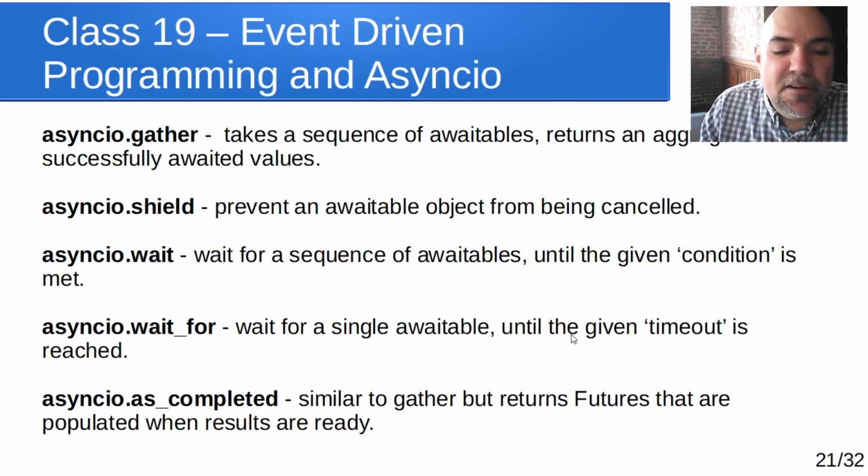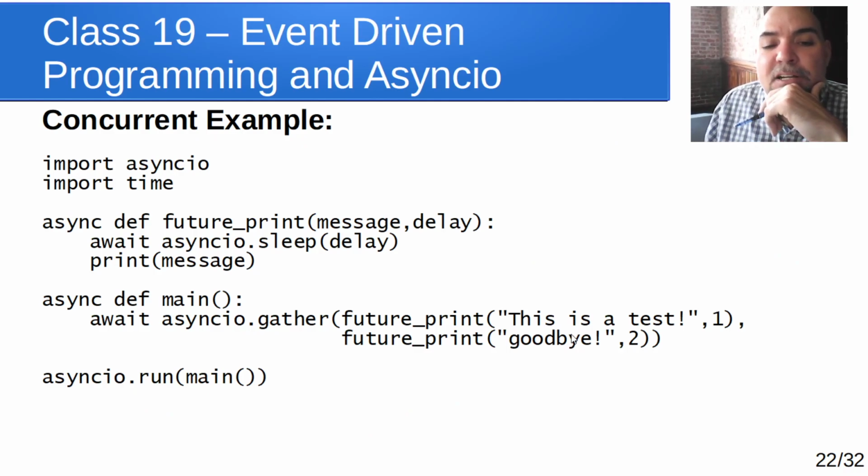And then asyncio.as_completed. It's similar to gather but returns futures that are populated when the results are ready. So notice that you could use asyncio.as_completed, and that's kind of like pretend that those are done, but allow the futures to be filled in later on. So here's a concurrent example that's the same as the one we had earlier.